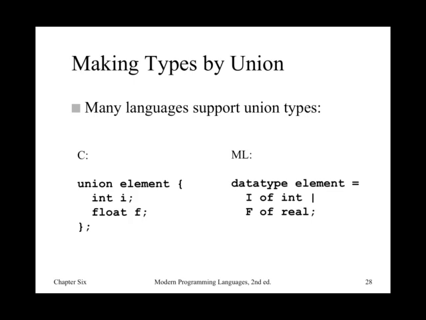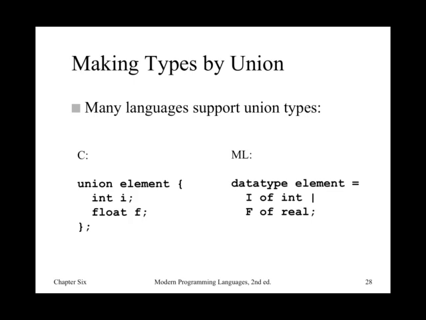So what we call unions in set theory, in programming languages we call union. Here's an example in C on the left that shows the declaration of a union that we're going to call element, and we're going to define it to have an int part and an f part. And ML is very similar. You've got that kind of or symbol in the middle.